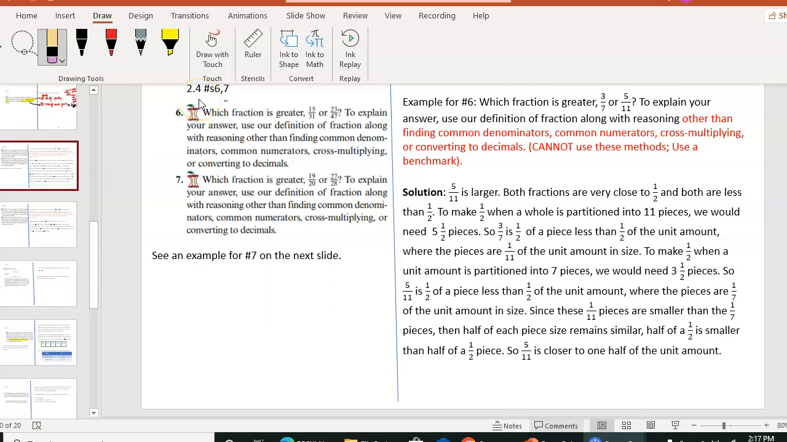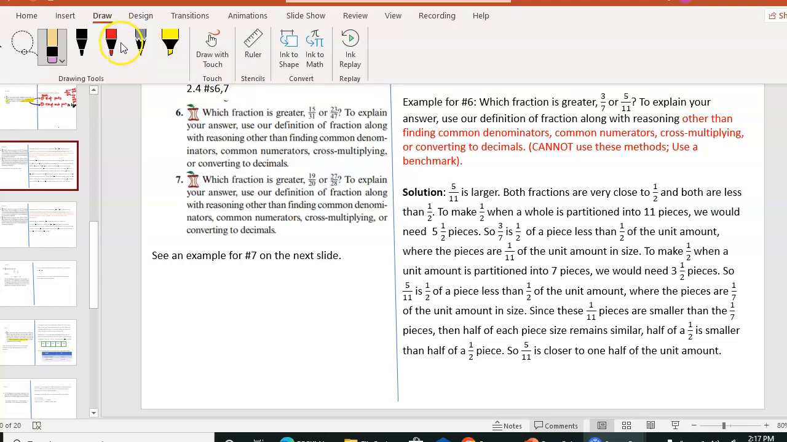Section 2.4, homework problem number 6. So here's an example. For both problem 6 and 7, we are going to use the benchmark method to compare them to see which one is bigger. So the benchmark method, you have to pick a benchmark number.